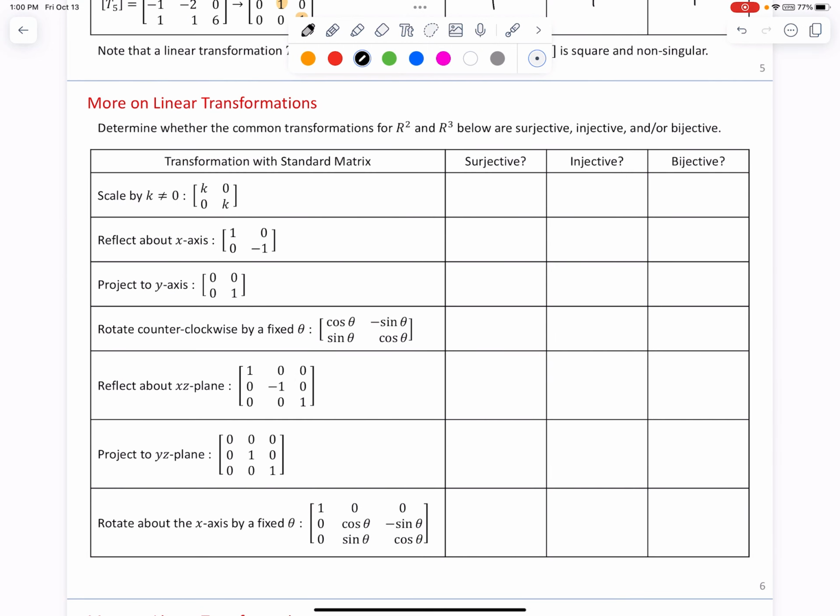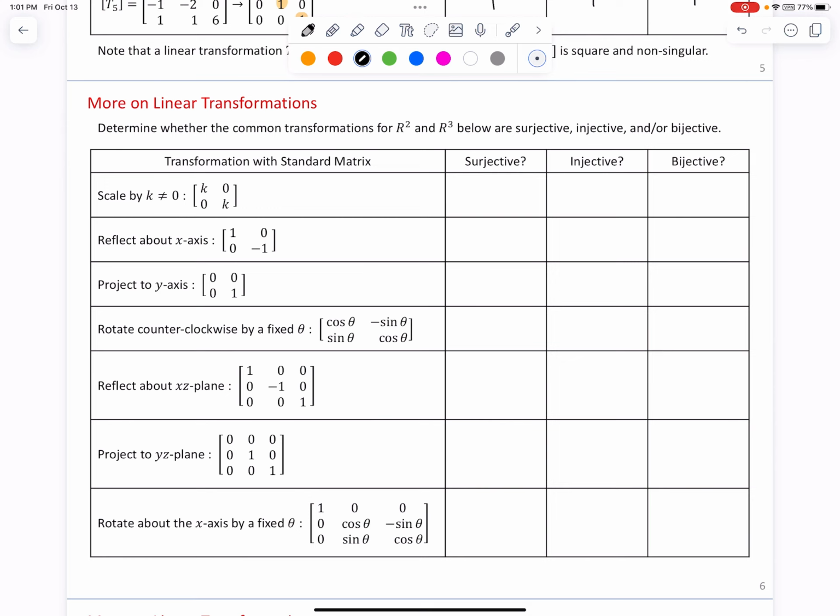Now, in our last lecture, we discussed some common transformations from R2 to R2 and from R3 to R3. And we'll review some of these and discuss whether they are surjective, injective, or bijective. So let's consider the scaling by k, where k is non-zero. The result of this transformation is to take an input vector and scale it by k. So let's say k is 2. The input vector would simply be scaled by a factor of 2 and would have twice the magnitude.